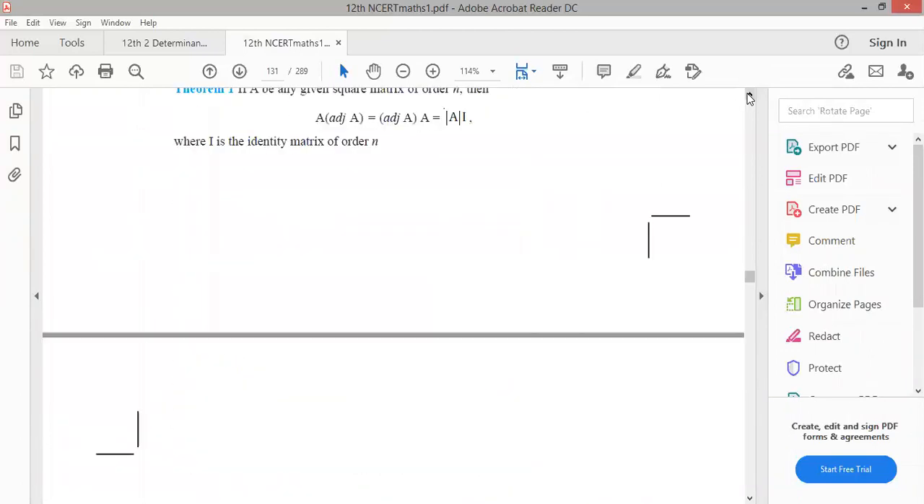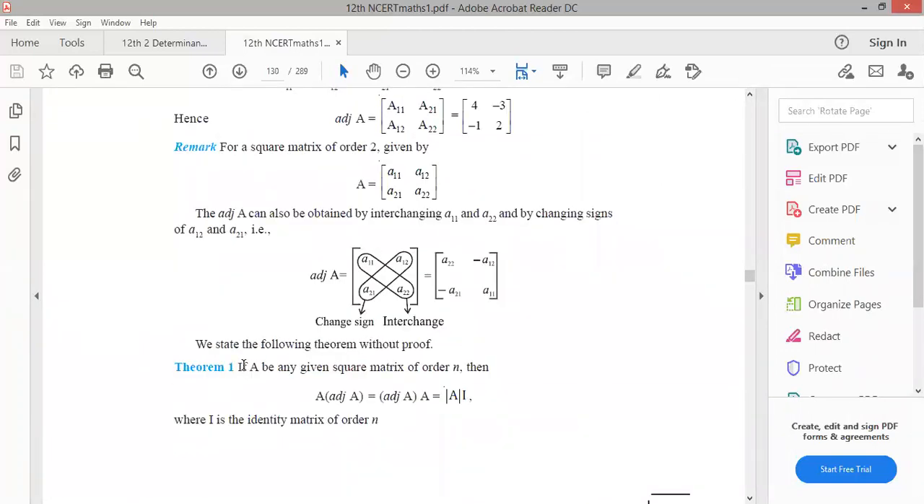Theorem number one is, if A is any square matrix of order n, then A into adjoint of A is equal to adjoint of A into A, which is equal to determinant of A into I. This identity is very beautiful, because you know that in matrices, the commutative law does not hold. Here you see the commutative law holds. A is one matrix, adjoint of A is another matrix. You see A into adj A is equal to adj A into A, and their value is equal to determinant of A into I.